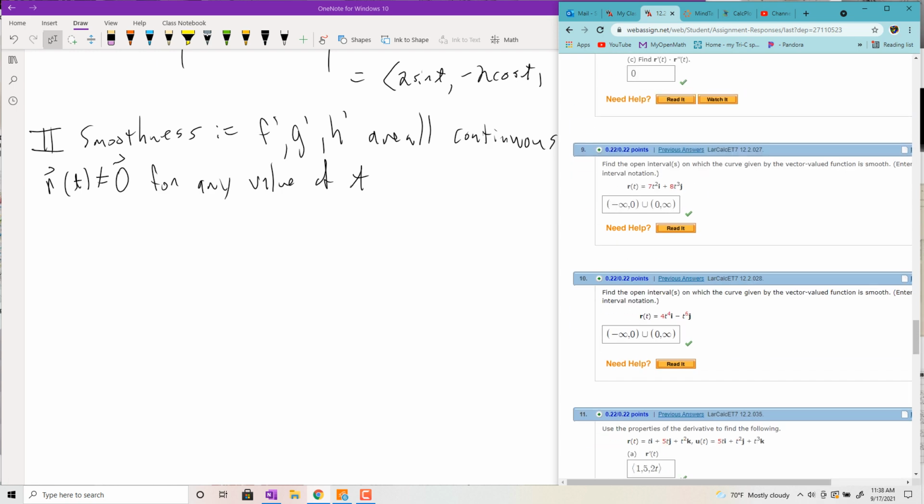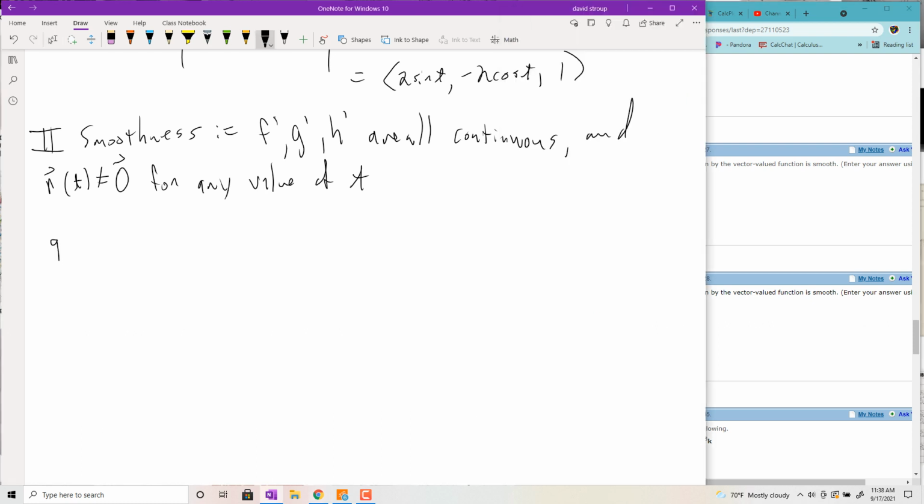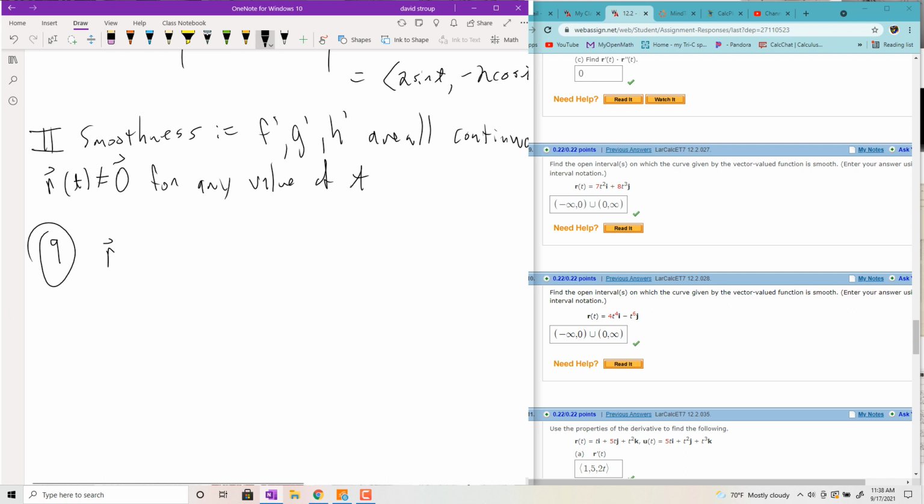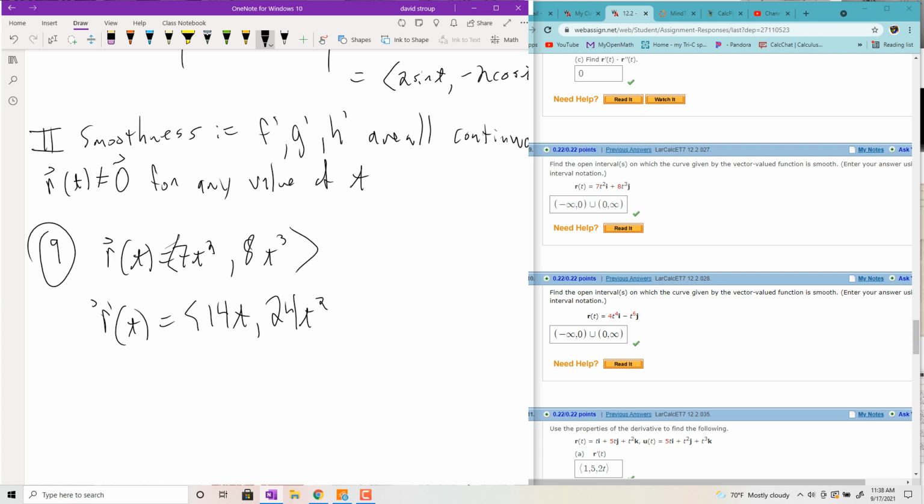Yeah, so this guy right here, number 9. Find the intervals on which the vector valued equation is smooth. So r of t is 7t squared, comma 8t cubed. So the derivative, just take the derivative of the component functions. Both of these functions are continuous everywhere, okay? But if you let t equal 0, they will both equal 0.